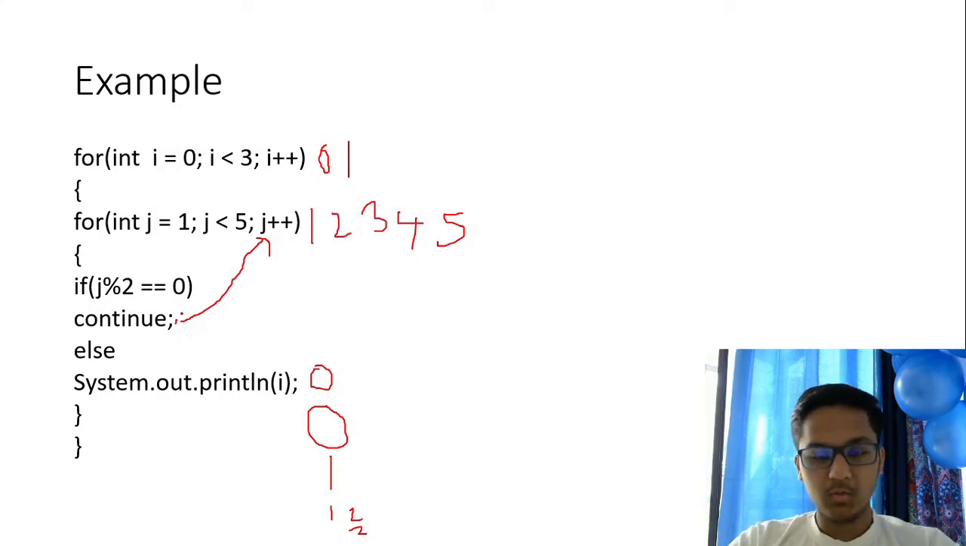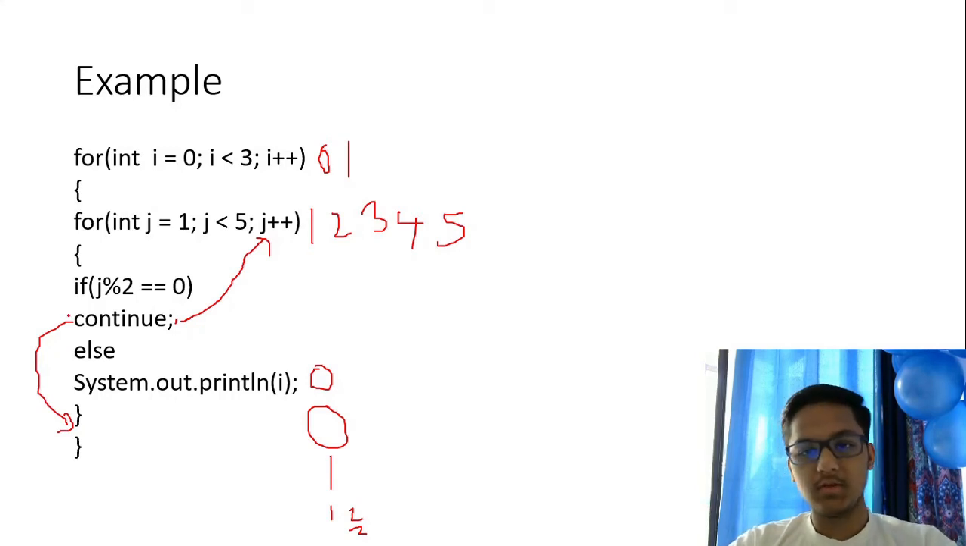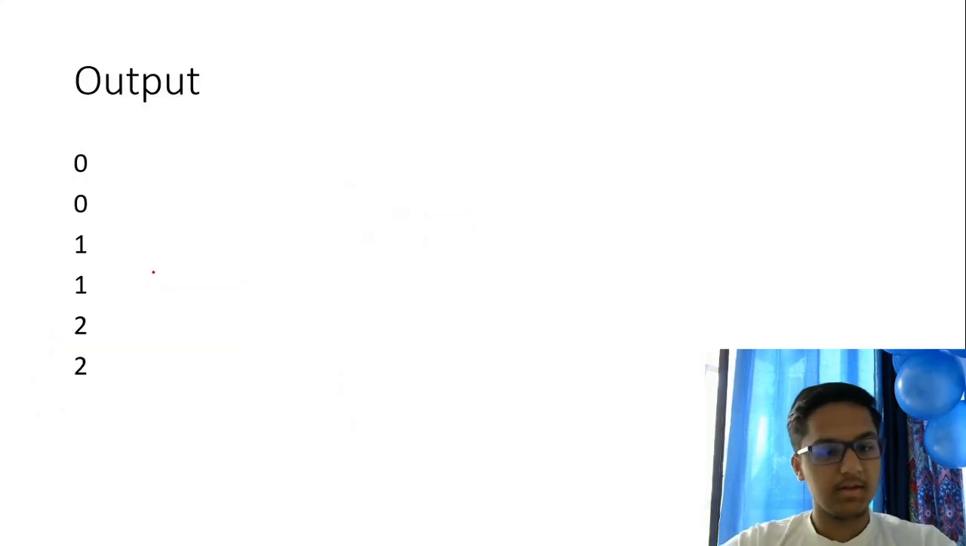So what I'm trying to show you over here is the difference between break and continue. Break transfers the control outside the body of the loop, but continue continues with the next iteration. So both of these are useful in their own cases, and I would recommend you try to write some code by implementing these.